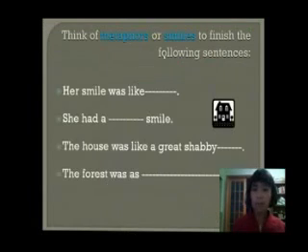What about this house? So, think of metaphors or similes to finish the following sentences. Her smile was like blank, she had a blank smile. The house was like a great shabby blank, the forest was as blank. Remember, there's no right or wrong answer. What do these smiles remind you of? What does the house look like? The forest was as, is it scary? Is it beautiful? Is it wonderful? So, think of descriptive words and think of a metaphor or simile to finish the following sentences. Pause now to get started.